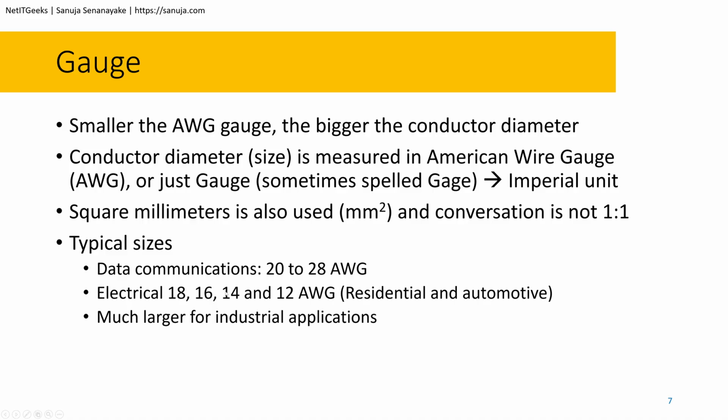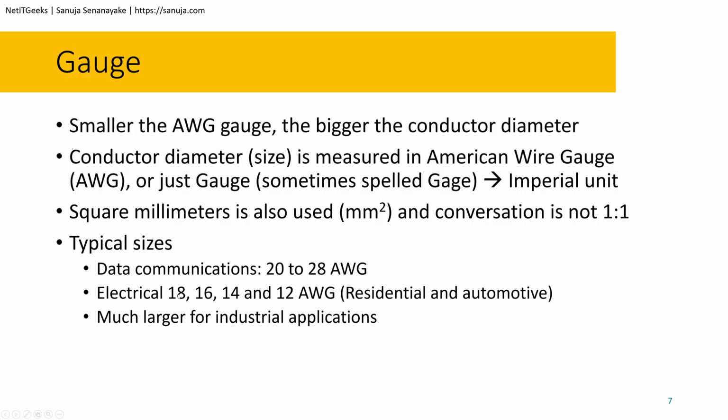Please keep in mind, this is one of the places where some new students, or people who are new to IT, get confused. The smaller the AWG gauge, the bigger the conductor diameter. Do not get confused about this during an exam. You may get these exam questions on whatever exams you are taking. So keep in mind, smaller is bigger, bigger is smaller.